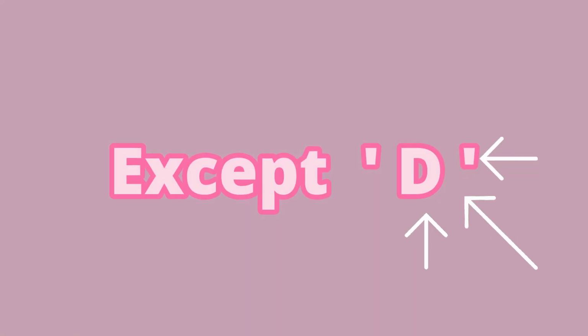Now let's move on to the second sound, the ed pronounced as d. The rule here is, if the verb ends in a voiced sound except the sound d, then the ed is pronounced as d. It sounds complicated, but I'll give you some examples. Voiced sounds are sounds where your vocal cords vibrate.